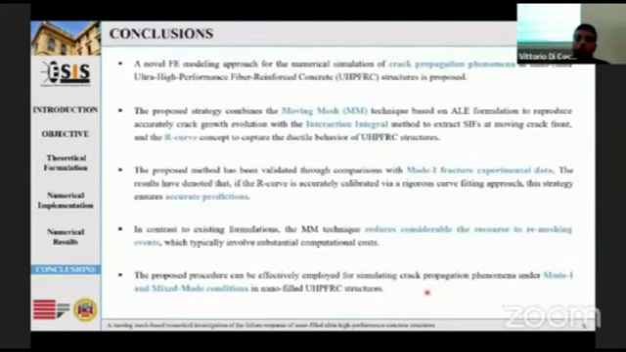So, in conclusion, a novel finite element modeling approach for the numerical simulation of crack propagation phenomena in nano-filled UHPFRC structure is proposed, which combines the moving mesh technique, the interaction integral method, and the R-curve concept. The proposed strategy has been validated through comparison with experimental data, thus denoting that if the R-curve is accurately calibrated, this strategy ensures accurate prediction.